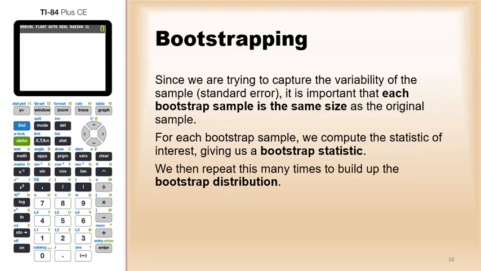Since we're trying to capture the variability of the sample, which we call the standard error, it is important that each bootstrap sample is the same size as the original sample. So if our original sample had 20 objects, then our bootstrap sample should also have 20 objects. For each bootstrap sample, we compute the statistic of interest, whether a mean or a standard deviation or a median or whatever. We call that the bootstrap statistic. We then repeat this many times to build up the bootstrap distribution.